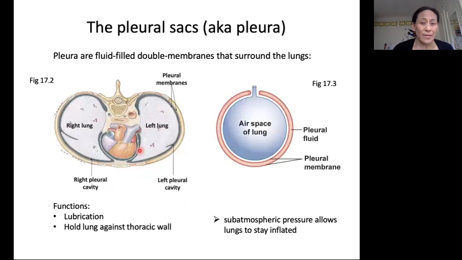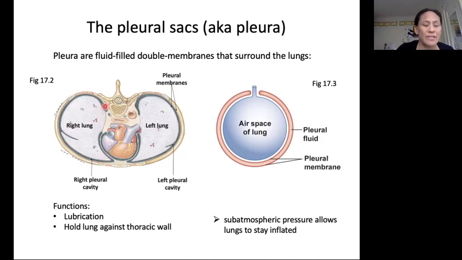Okay, last topic that I want to talk about in terms of the anatomy of the respiratory system is the pleural sacs, also known as pleura. The pleura are fluid-filled double membranes that surround the lungs. If you look at this figure on the left, it's like if you were lying down and you were a magician's assistant and the magician actually cut you in half instead of doing some trick, this is kind of what you would see. It's just through the body like this.